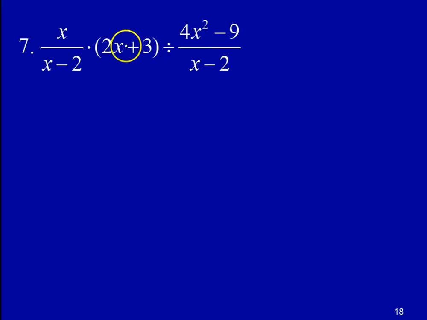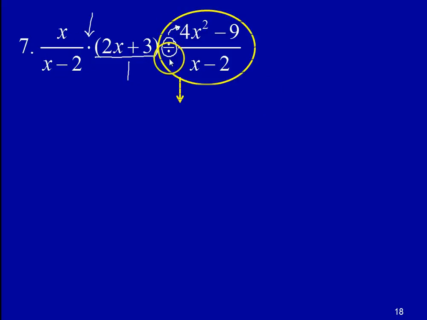Now another division one. Two things to notice here. This is just 2x plus 3, so it's 2x plus 3 over 1. And the thing you need to make sure you recognize is you're only switching the division to multiplication. This one's already multiplication. So I'm not going to touch the first two.